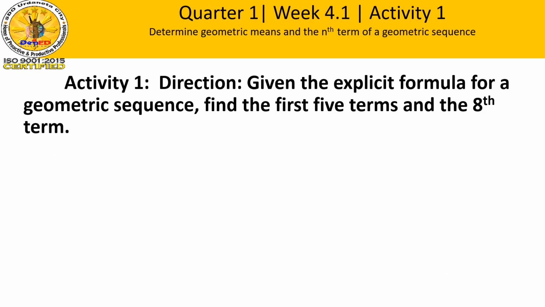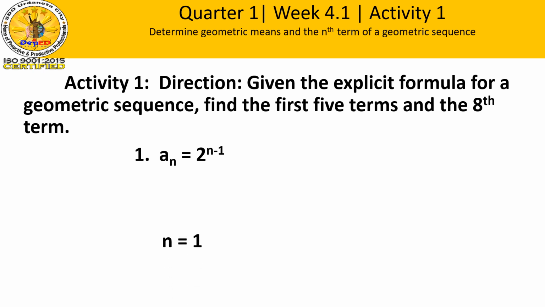Okay, we have now your Activity 1. Direction: given the explicit formula for a geometric sequence, find the first 5 terms and the 8th term of the geometric sequence. Okay, number 1, our explicit formula is a sub n is equal to 2 raised to n minus 1. So here, let us assign the value of n from 1, 2, 3, 4, 5.